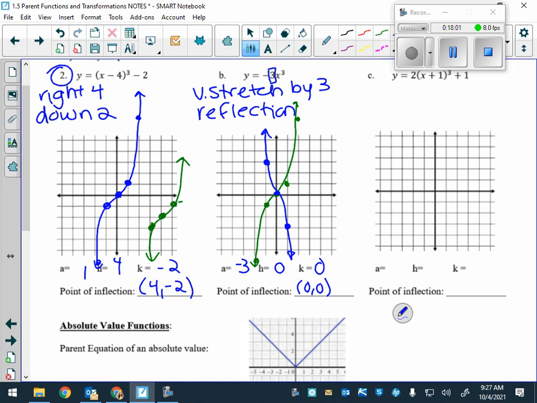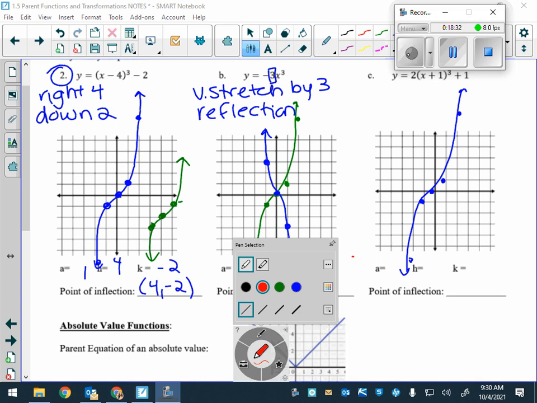Questions? How many of you had this right? Okay, good. Excellent. Question? I was wondering, what exactly is the point of finding A? Because it tells you if it's a stretch or compression or reflection. You need to multiply your y values by that. Okay? All right. Try C on your own.